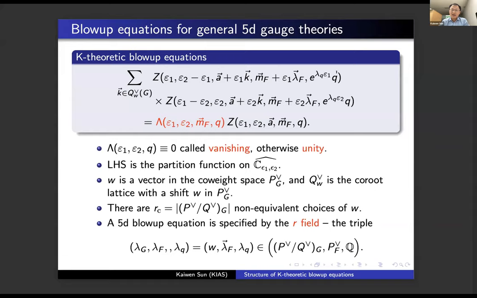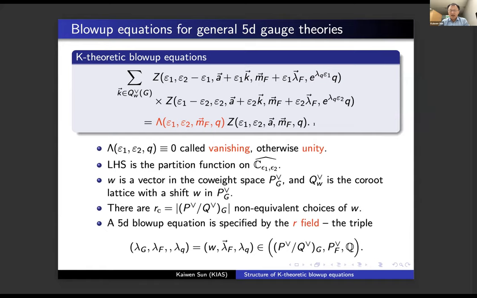The blow-up equation's left-hand side counts the partition function on C2 with one point blown up. You can see that this is an infinite summation of a product. This infinite summation is taken over the coweight lattice of the gauge group. And the non-trivial thing about the blow-up equation is that for a special choice of this k, lambda_f and shift lambda_q, this infinite summation goes back to the partition function itself, or equals zero. When it goes to itself, we call it a unity blow-up equation, and when it goes to zero, we call it a vanishing blow-up equation. These are the functional equations of the Nekrasov partition function.